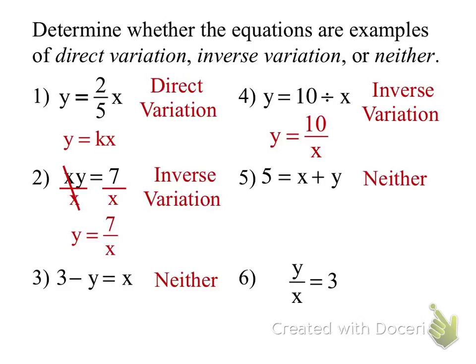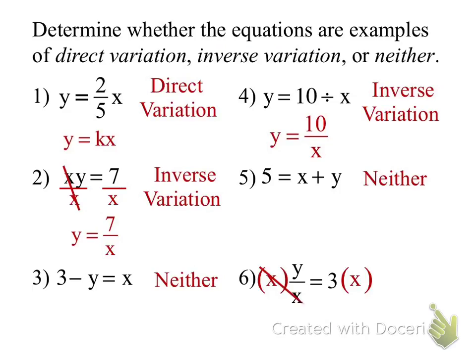Get the y alone and make the judgment. What do I need to do? What's the inverse? Multiply by what you want to get rid of. Yes. And so what do we get? We get y equals 3x. And what is it? Direct. Direct variation. Good.